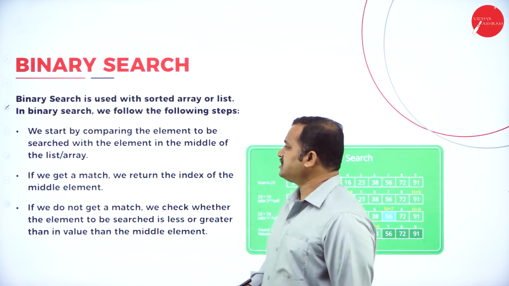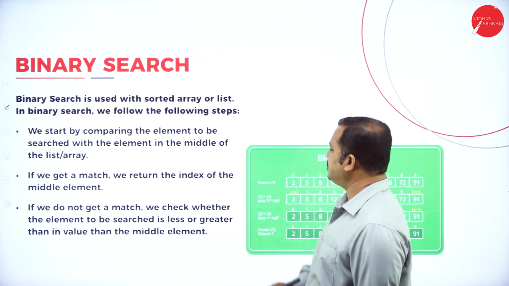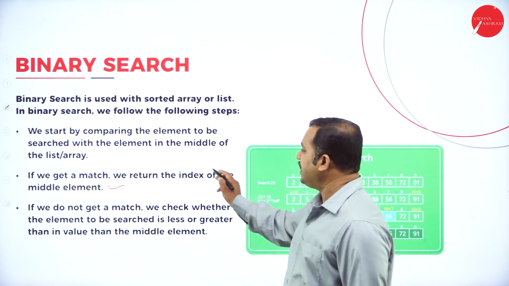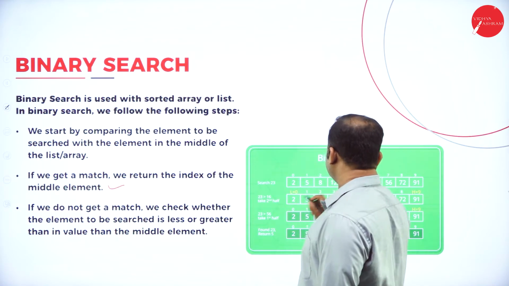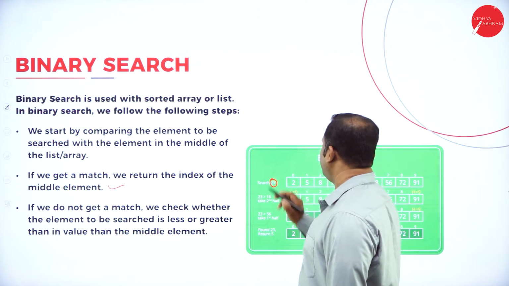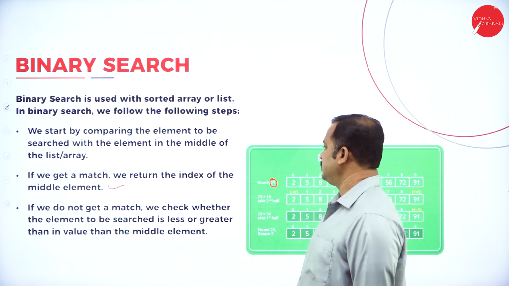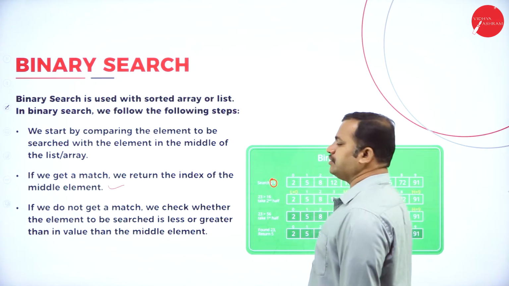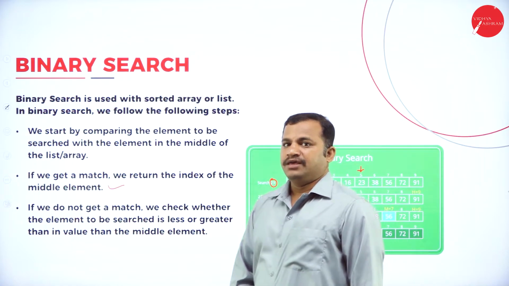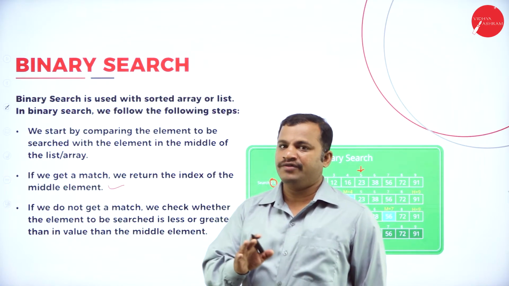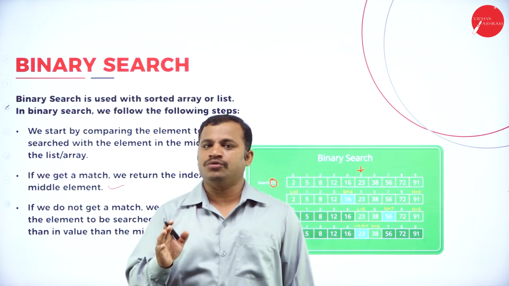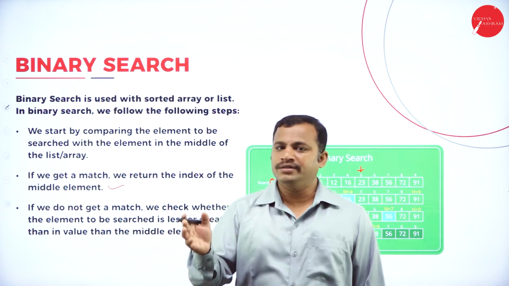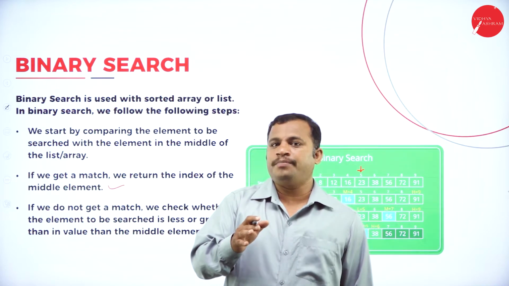That is, at which position the element is present in a list is going to be determined. If we get a match, we return the index of the middle element. In this case, I want to search for an item 23 in the list. Where is that 23? It is in the 5th position. Initially, in the first iteration, I will not get the item 23 when the middle operation is first applied.